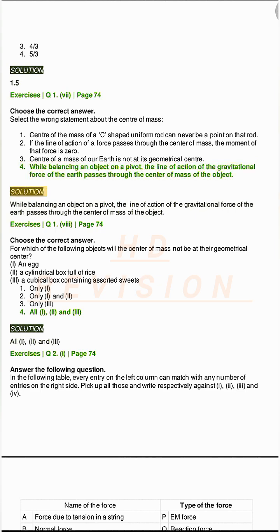Solution: While balancing an object on a pivot, the line of action of the gravitational force of the Earth passes through the center of mass of the object.